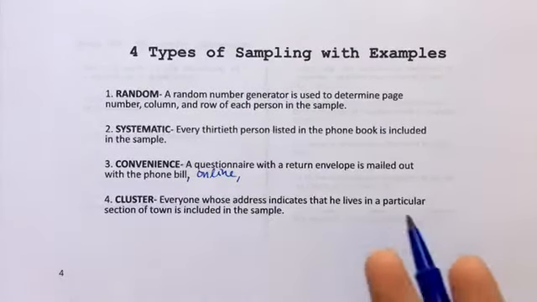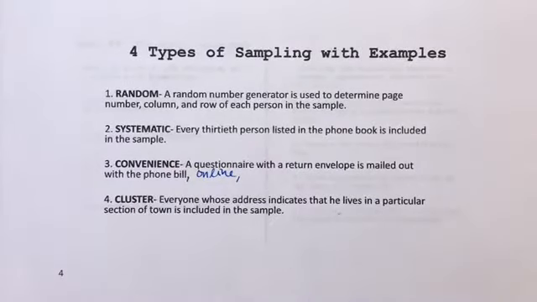That would be an example of a convenient sampling method. Or cluster. Everyone whose address indicates that he lives in a particular section of town is included in the sample. So, for example, we want to figure out something about the people in Pennington County. So we go to a specific street and we ask everyone on that street, and we use that data to tell us something about the people in Pennington County.